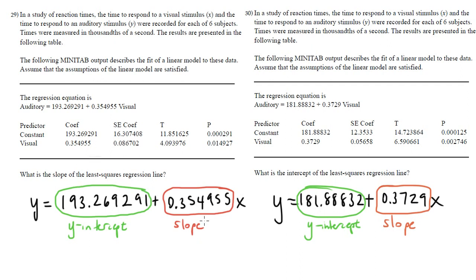So the slope of the least squares regression line, 0.354955. The intercept of the least squares regression line. See, it doesn't have to be the y-intercept. It could be the auditory intercept. Right? That's why we don't say y-intercept. So maybe I'll just erase the y. So my intercept of this line is 1.818832. And that's your answer for each of these questions.